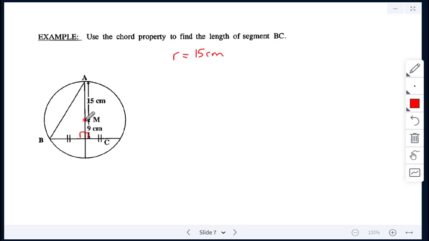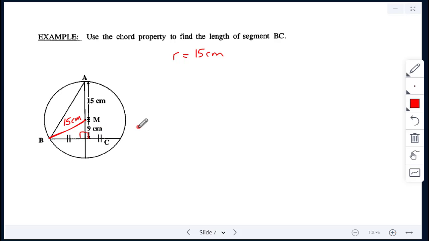So from point M to point B, I'm going to draw another line here. That's another radius that I have drawn, right? It's going from the center to a point on the circle, and we know the radius is 15 centimeters. All right, so now we have 15 centimeters here from point M to the chord. We know that is 9 centimeters. So from here to here, we know it's 9 centimeters.